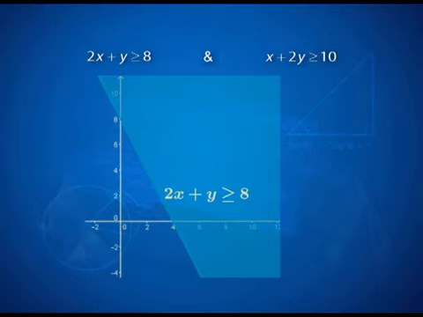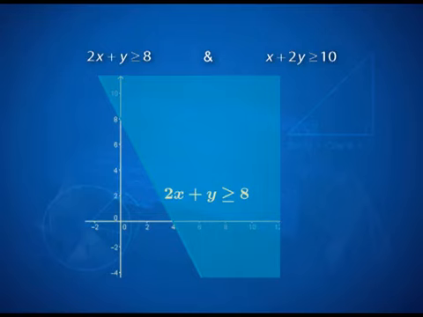We first plot this inequality as an equality, 2x plus y is equal to 8 and shade the required portion by substituting a point which does not lie on the line, say 0, 0. When we substitute 0, 0 in the inequality, the left hand side becomes 0 and the right hand side is 8.